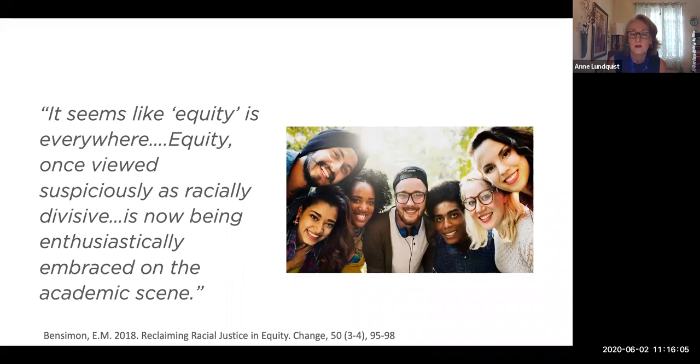Ben Simone has done a lot of work around equity, and acknowledges that the idea of equity seems to be everywhere right now and is not as marginalized a concept. But as we are well aware, when it comes to the actual embodiment of equity, we have a lot of work to do in higher education.